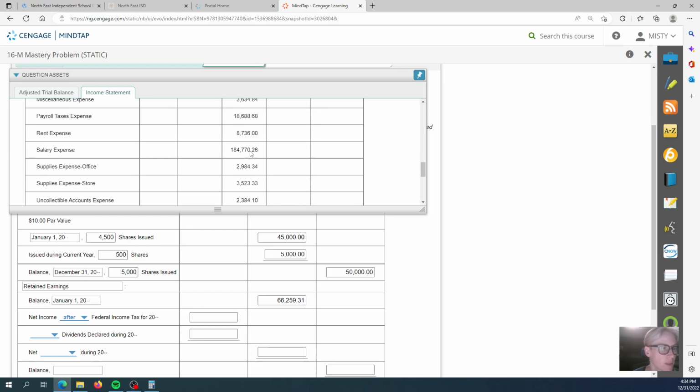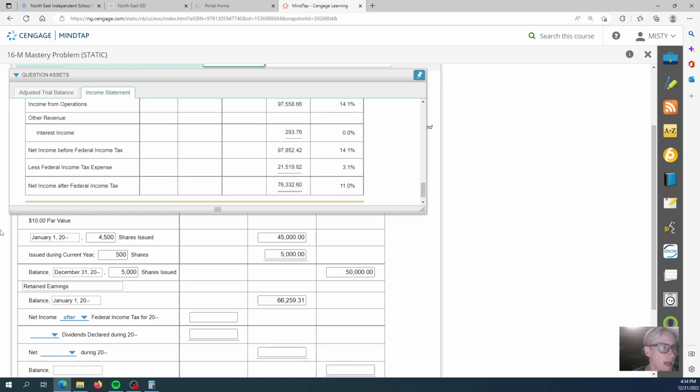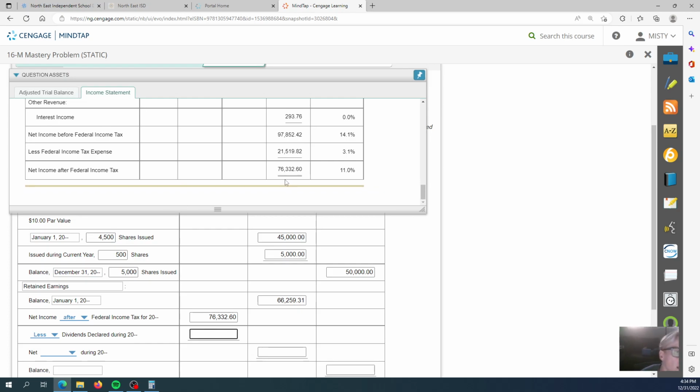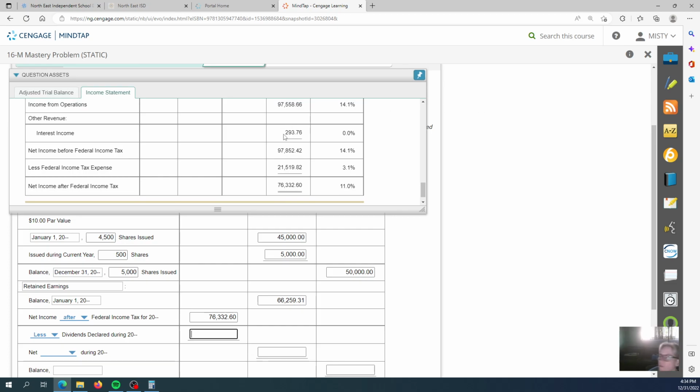So let's take a look here. What do we have? Net income after federal income tax. We have $76,332.60. So let's plug that in. 76,332.60. All right. Next one. It's either plus or less dividends declared. Well, we know that it's less dividends declared, right? So we want to find out, okay, what were those dividends that we declared?